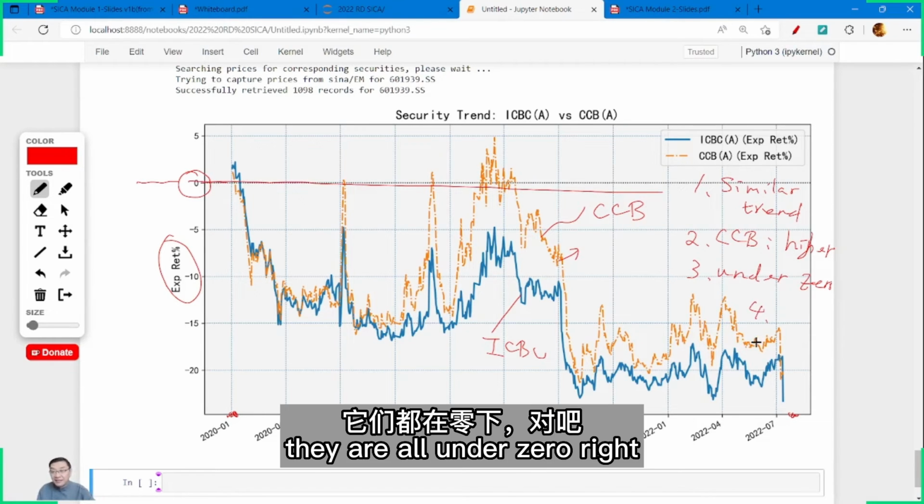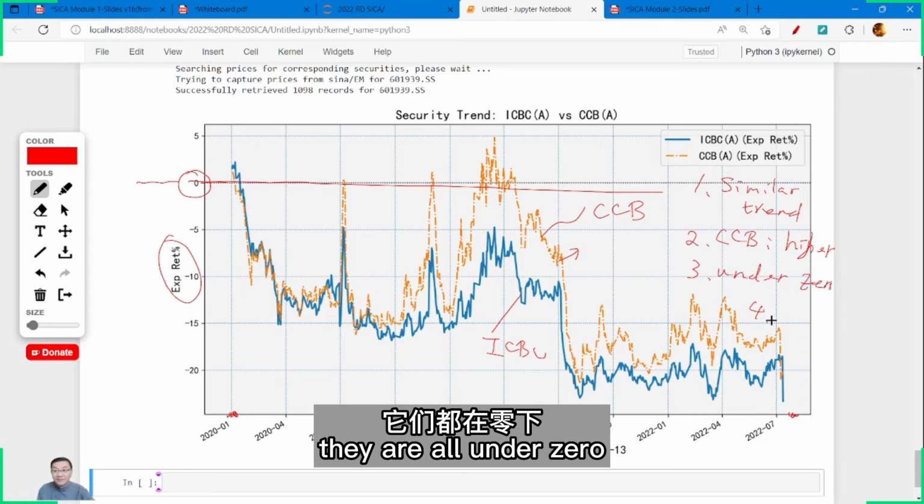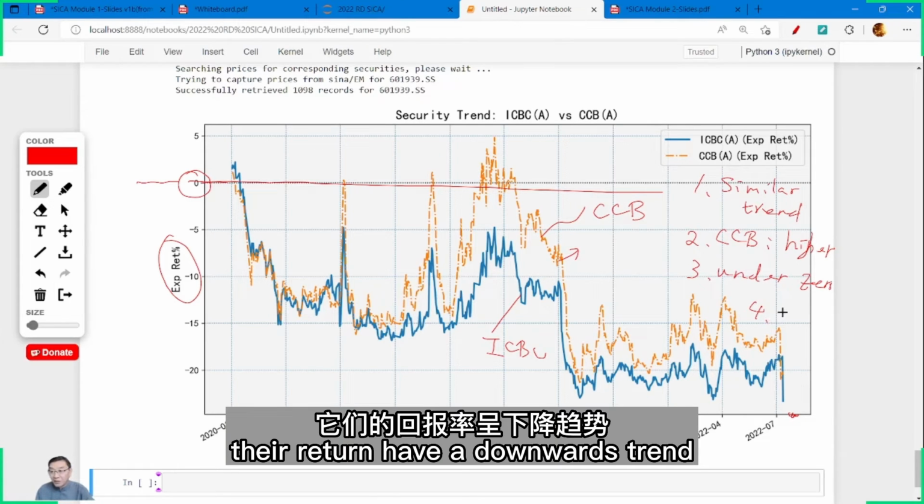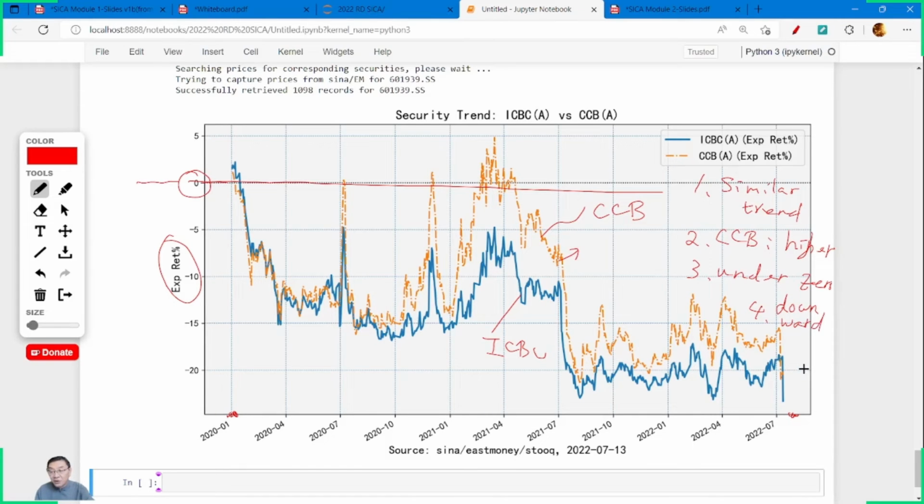And their returns have a downward trend. Downward trend. And do we have other findings?